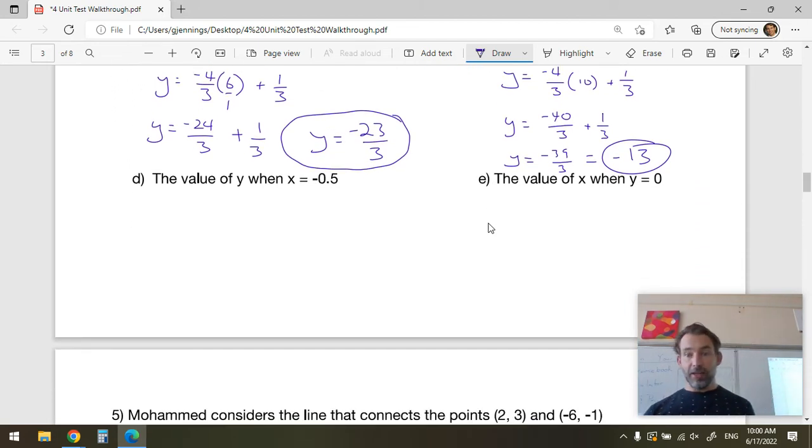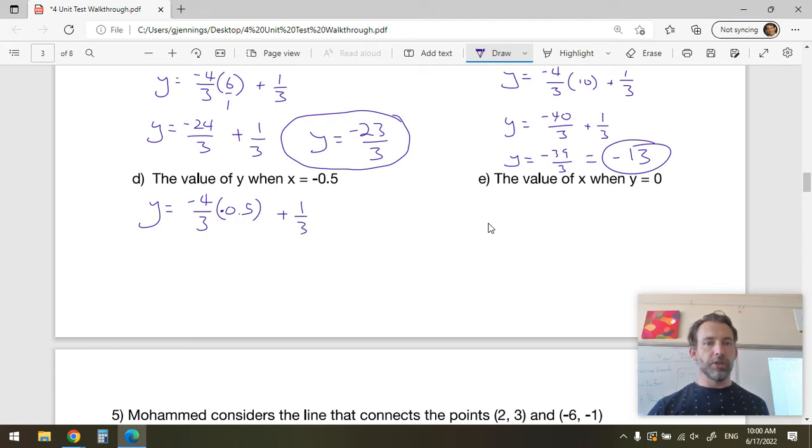Now, what if x is a negative number? Well, let's input it again. Y is equal to -4/3 multiplied by -0.5, but it's negative, plus 1/3. A negative times a negative gives me a positive. Now, 0.5 is the number 1/2. So I can use 1/2 here, or I can just multiply top times top. Same idea. This is 0.5 over 1. You'll find that's exactly the same thing as negative 1/2 in this case.